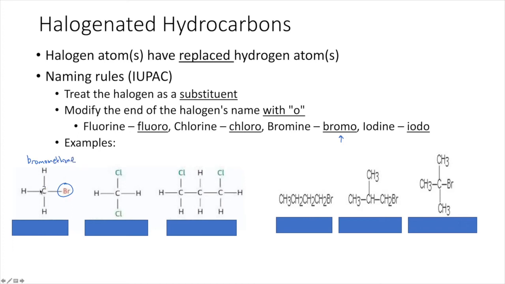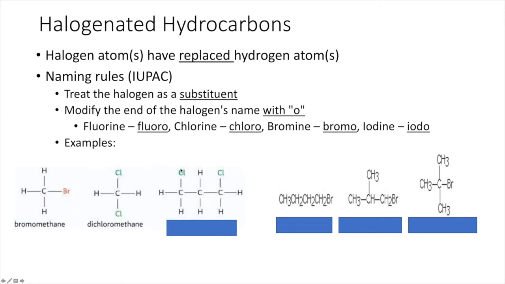Okay, the base name is just, it's one carbon, so that's where I get the methane. And then I treat the halogen like a substituent, and I change the end of it to an O, so bromomethane. All right, for this one, I have two chlorines. Again, it's one carbon, so the base is methane, but with the halogens, I've got two of them as substituents. So I'm going to use my Greek prefix to indicate the number, di, so dichloromethane.